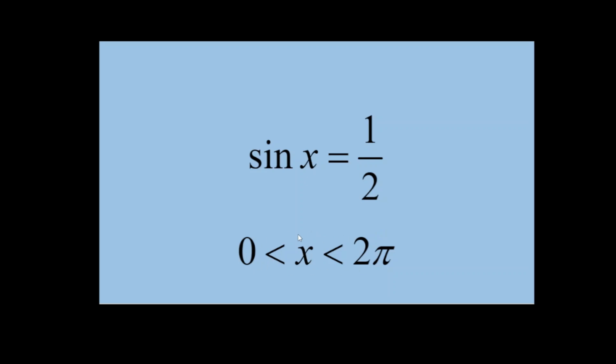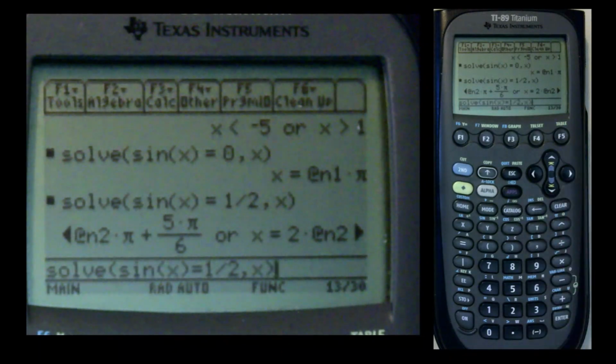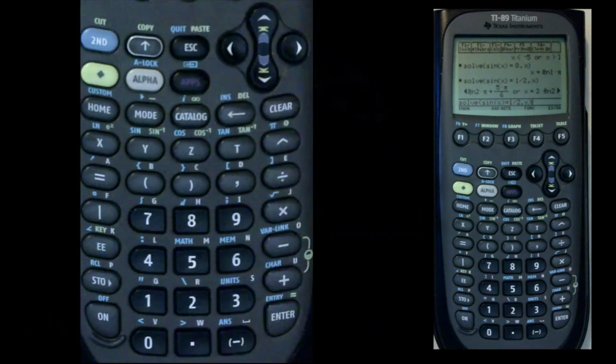Okay, so between 0 and 2 pi, that's the 1 full unit circle. That would be a typical interval that you can do. So what we can do is, on the calculator, after you've closed the parentheses of the solve command, we're going to hit this vertical bar right here.